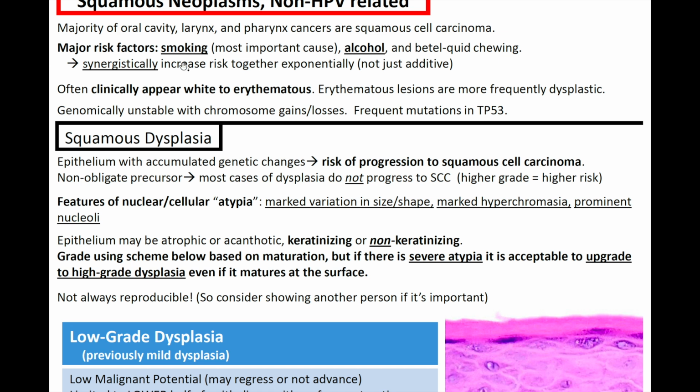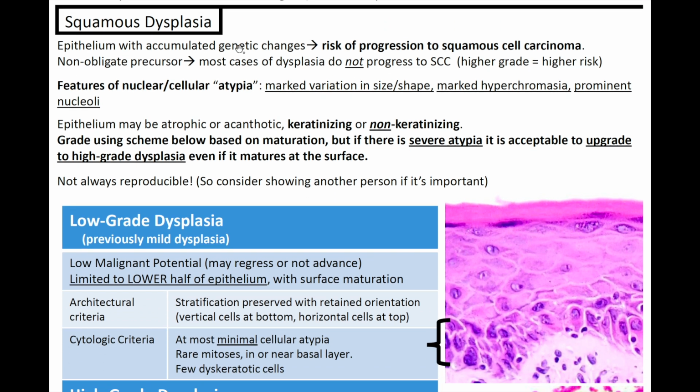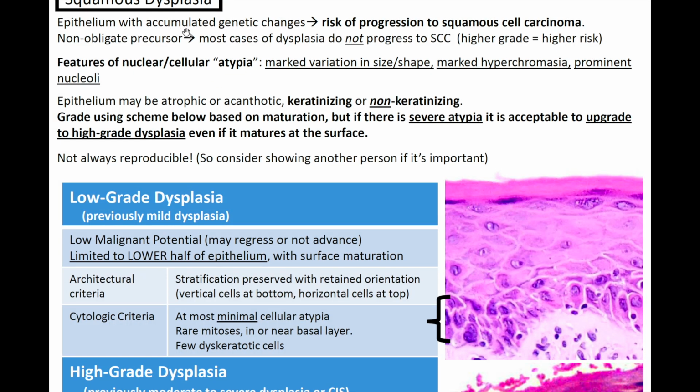Often clinically, the appearance is white to erythematous, with erythematous lesions often being more frequently dysplastic. Genomically, they're unstable with chromosome gains or losses and frequent mutations in TP53. For squamous dysplasia, you have epithelium with accumulated genetic changes, which leads to a risk of progression to squamous cell carcinoma. It's a non-obligate precursor, so most cases of dysplasia do not progress to squamous cell carcinoma, and the higher the grade, the higher the risk.